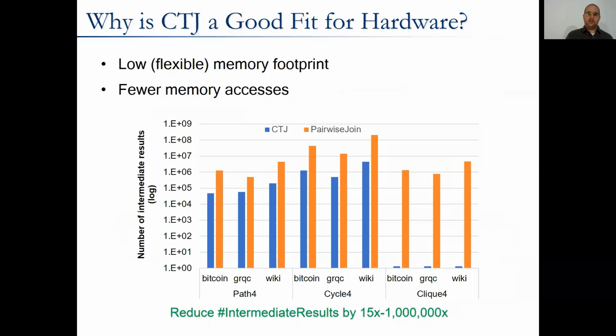So why is CTJ a good fit for hardware? We know that it has low and flexible memory footprint and fewer memory accesses. This graph shows the number of intermediate results of CTJ compared to a pairwise join used in another database accelerator. And it shows that it reduces the number of intermediate results by 15 times to 1 million times.